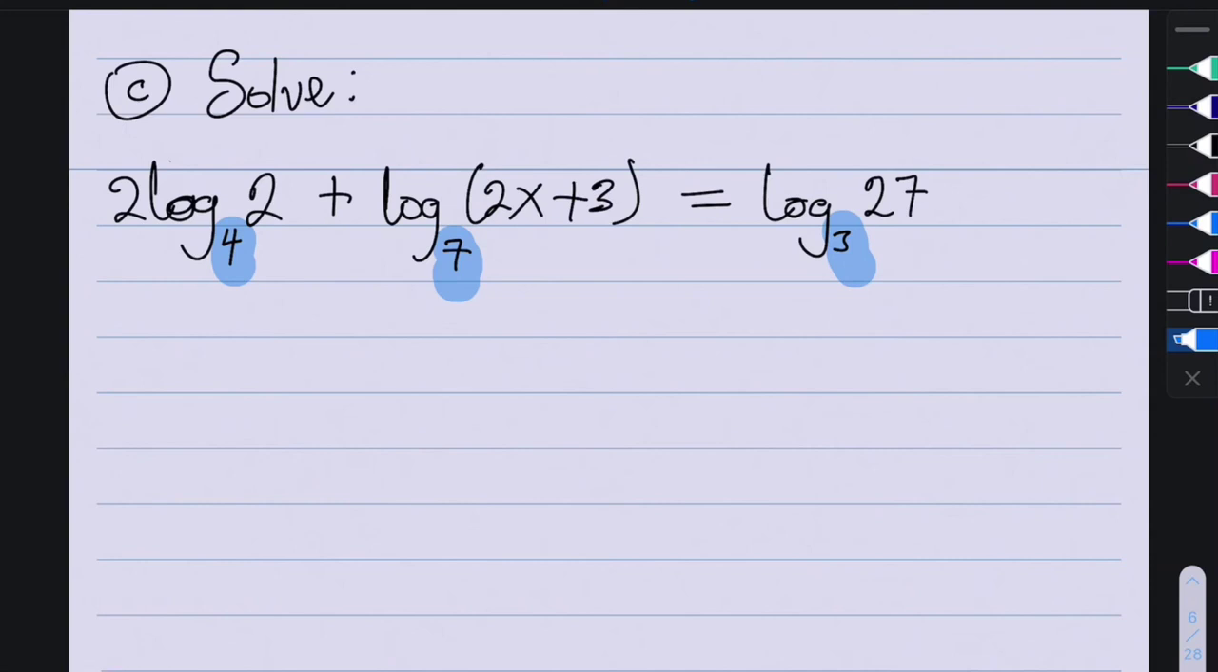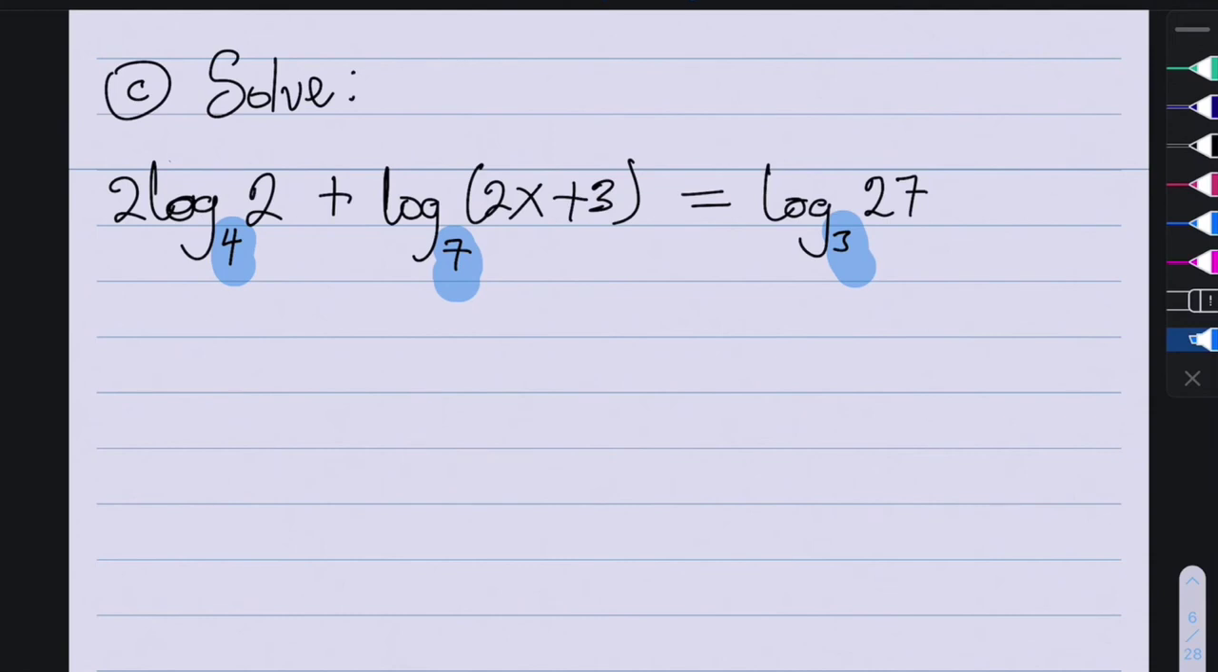Maybe I want to stick with base 4. Then it means that this base 7, I want to change it to base 4. This base 3, I want to change it to base what? Base 4. Okay? Maybe I want to stick with base 7. So it means these ones, I need to get rid of them. That is how to work.